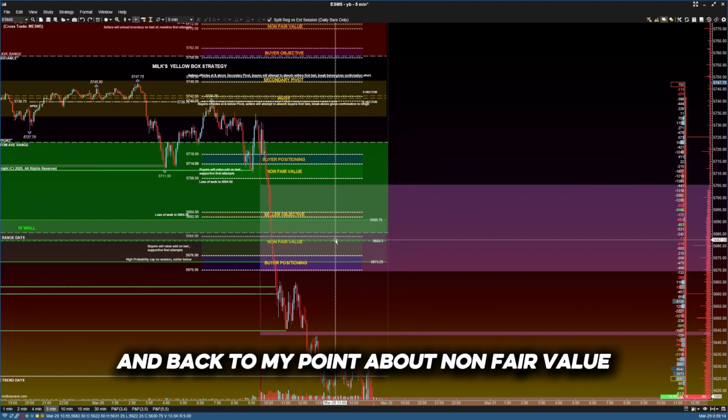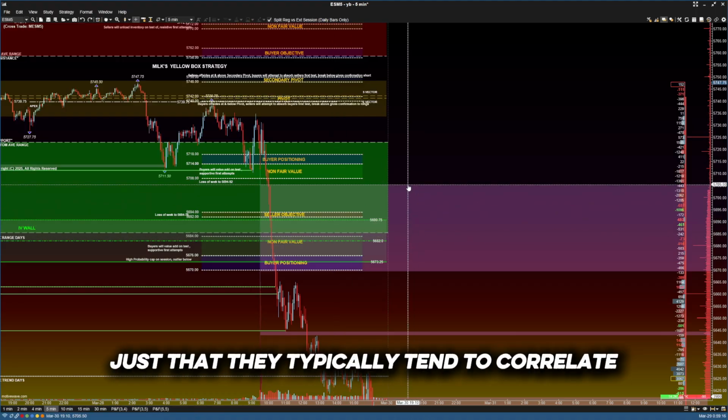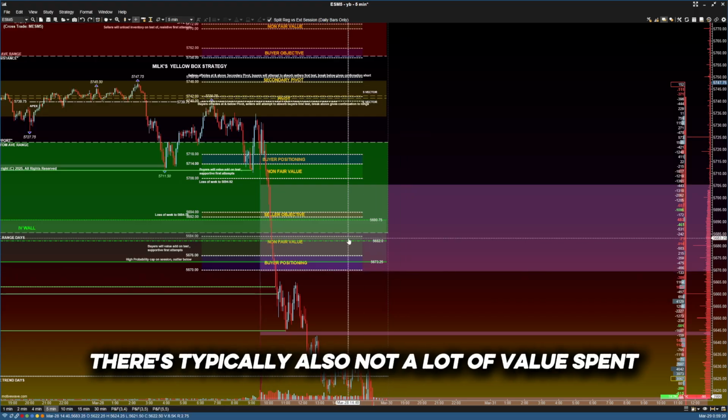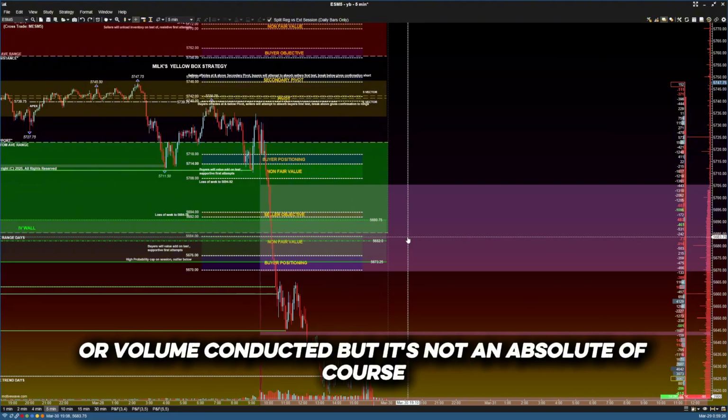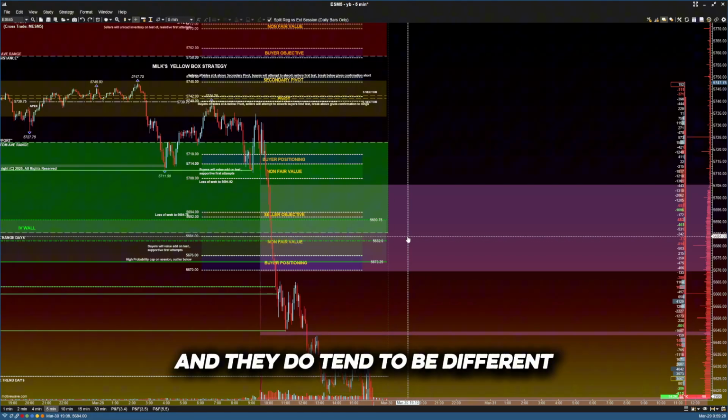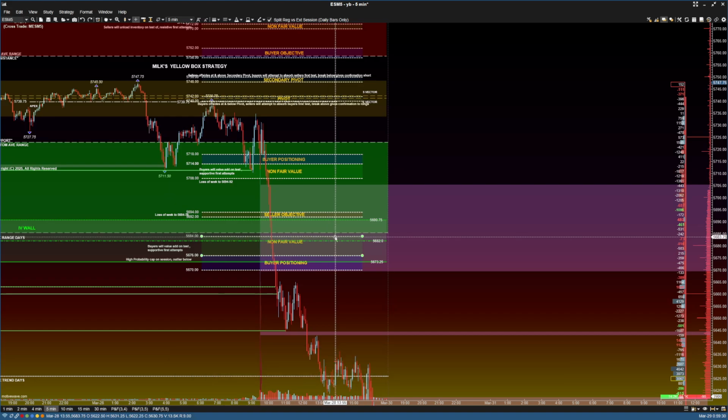And back to my point about non-fair value, they typically tend to correlate because where there's not a lot of time spent, there's typically also not a lot of value spent or volume conducted. But it's not an absolute, of course, and they do tend to be different.